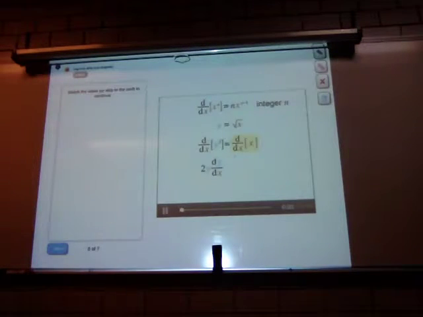Right. The derivative of x with respect to x is 1. So when y equals the square root of x, 2y times dy dx equals 1. Try solving this equation for dy dx, which is the derivative of the square root of x.